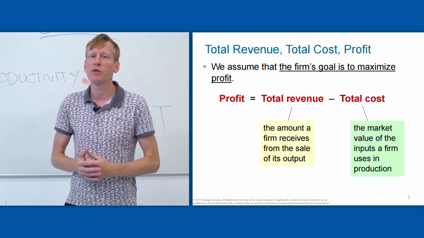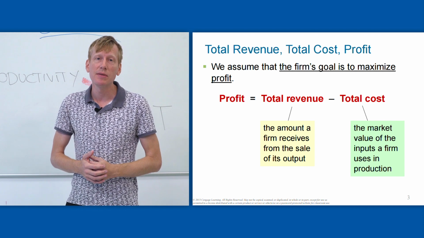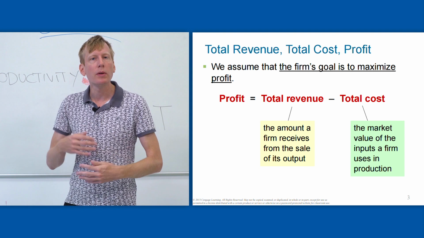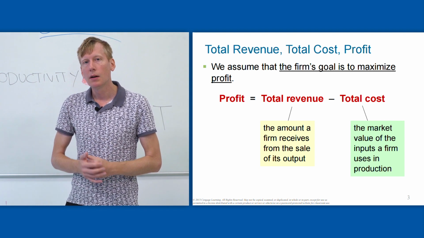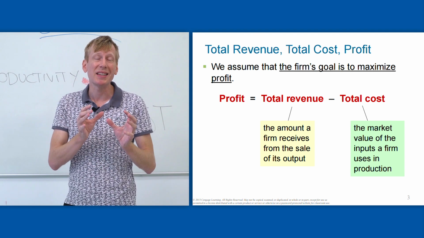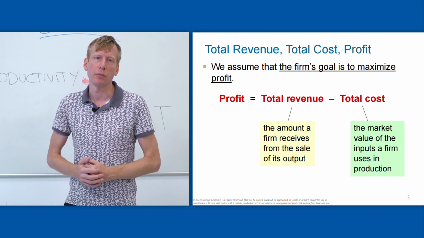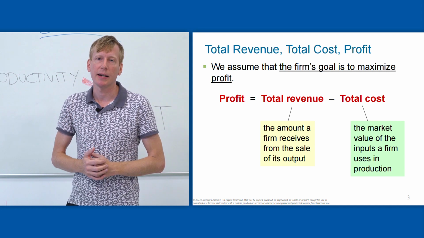And calculation of profit is simple. Profit is the total revenue that the business receives minus the total cost that they pay for all of the inputs and things like that in their production process. Total revenue we can calculate also in a very simple way. It's the price that they charge for all of the goods that they produce times the quantity of those goods that they produce. Cost might be a little bit more complex.